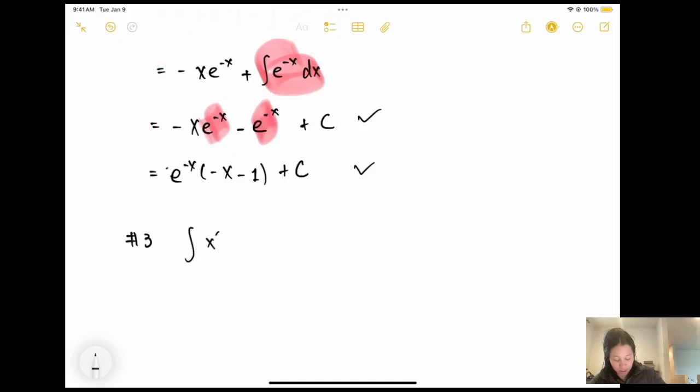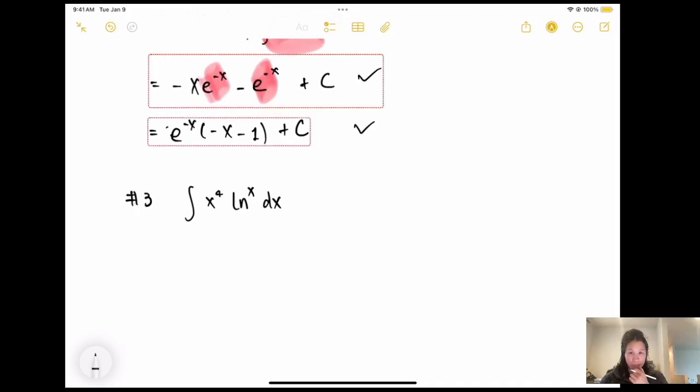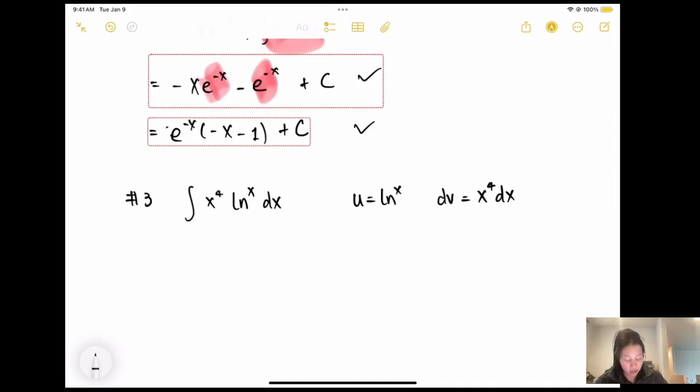Number 3, I have x to the 4th ln of x dx. So similarly, we use integration by parts. We need to find our u and dv. So in here, I will let u equal ln of x. So dv is equal to the rest, which is x to the 4th times dx. So the next part is we integrate or differentiate. So differentiate first.